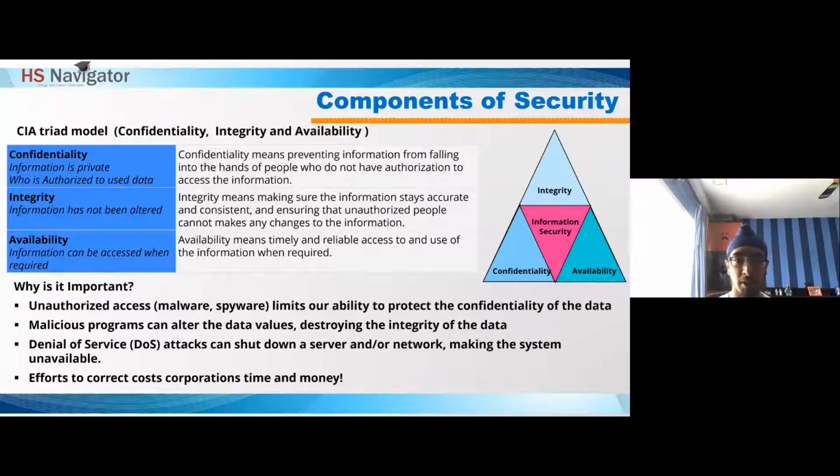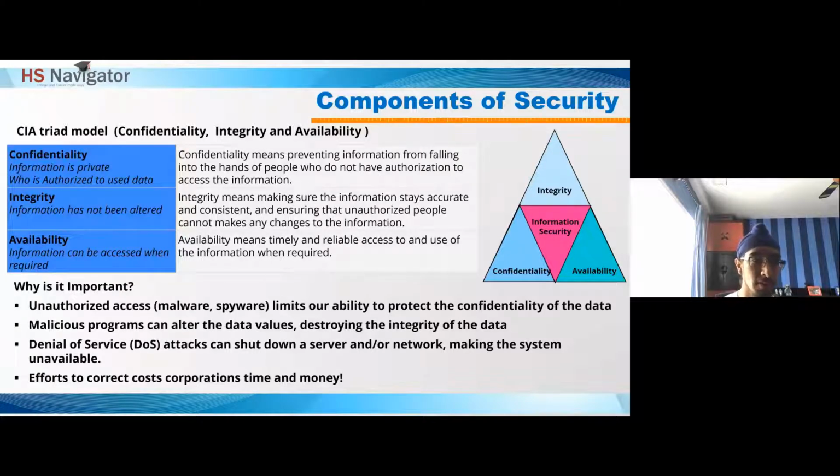But just to go over the general gist of it again, confidentiality is basically who is authorized to use what data, who can access what data, and how to prevent information from falling into the hands of people that shouldn't have access to it. The next one is integrity, which means the information has not been altered. Integrity means that the information must stay accurate and consistent, so that if you put up a file or any information, no one else can change that information without you wanting them to be able to change it.